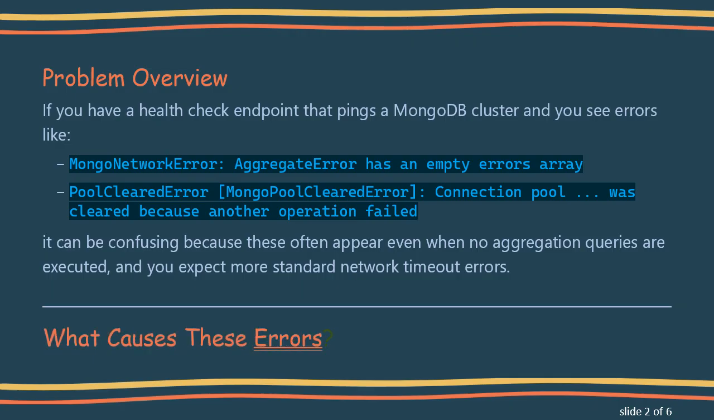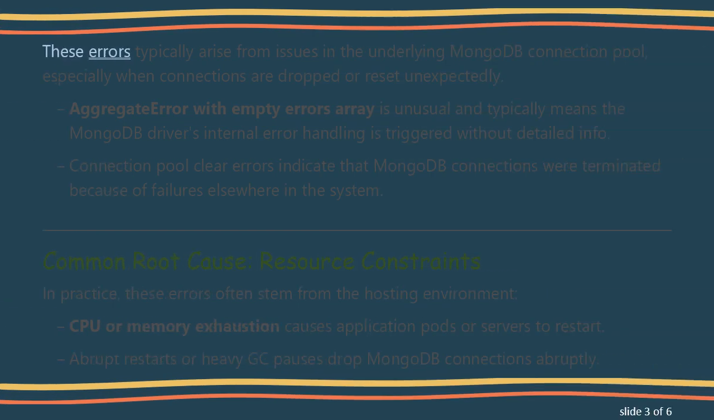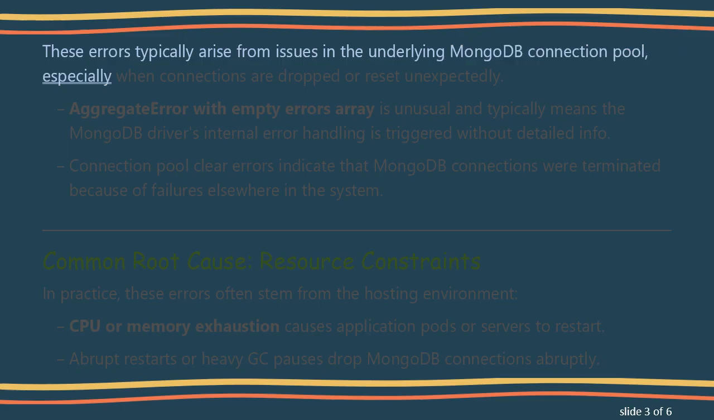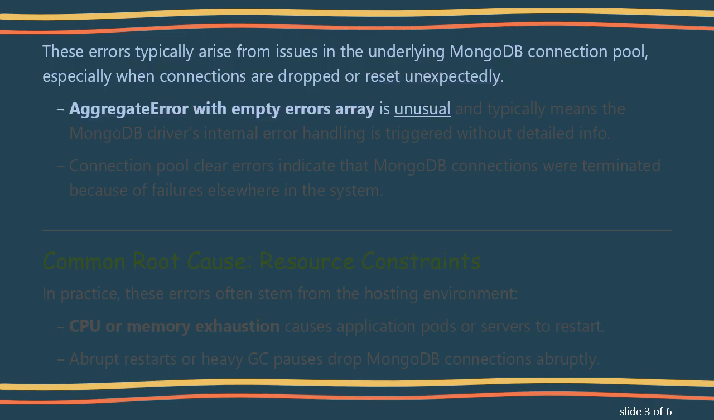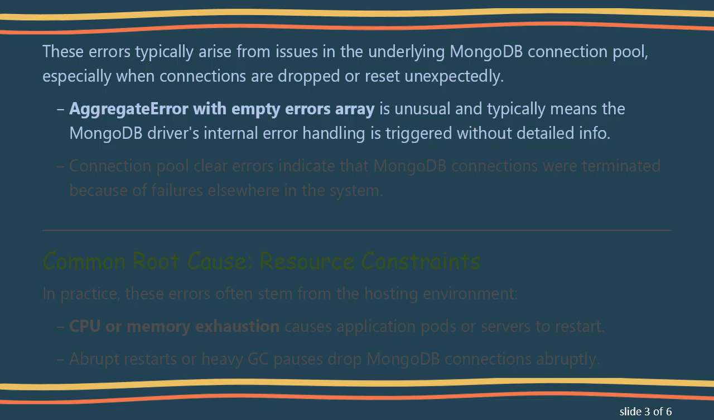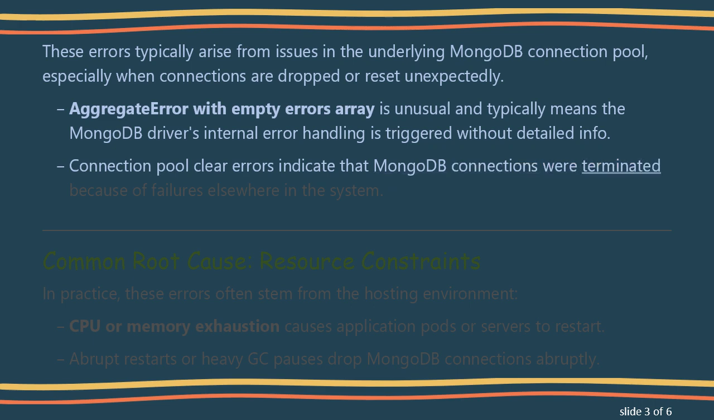What causes these errors? These errors typically arise from issues in the underlying MongoDB connection pool, especially when connections are dropped or reset unexpectedly. AggregateError with an empty errors array is unusual and typically means the MongoDB driver's internal error handling is triggered without detailed info. Connection pool cleared errors indicate that MongoDB connections were terminated because of failures elsewhere in the system.